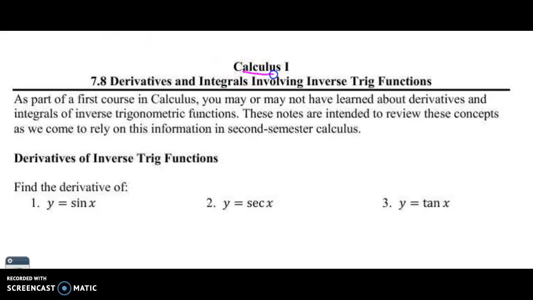Welcome back, Calculus. We're going to finish our notes. This is the very last section, and we're going to be messing with inverse trig functions.